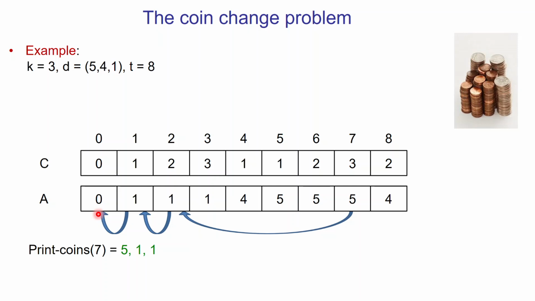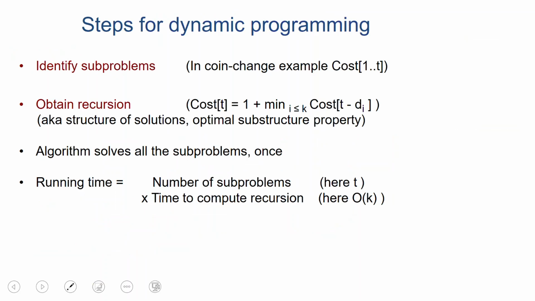And now we can summarize what the steps are for dynamic programming. So the first thing to do is to identify some subproblems. In the coin change example, the subproblems were all the costs from 1 to t. Here they're fairly natural, but in some cases they may be less natural. And the catch here is that although we just want to give change for t, we're actually solving all these subproblems from 1 to t.